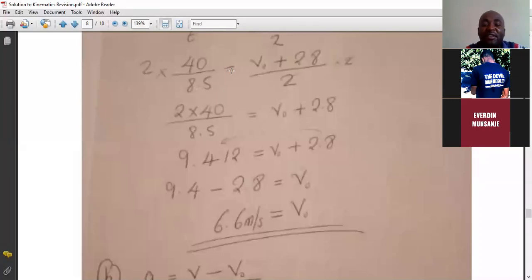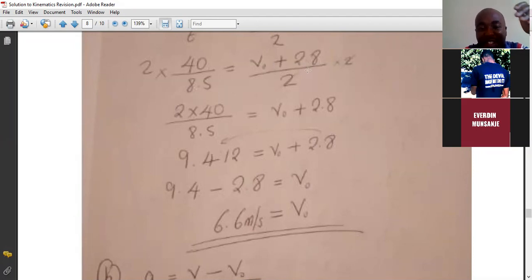Even in problem solving, there are so many ways of solving problems. All I'm doing is changing the subject to V naught. If your mathematics teacher taught you how to change the subject of a formula, you do it. I'm sure most of you are comfortable with cross multiplying, which is why I did that at first.